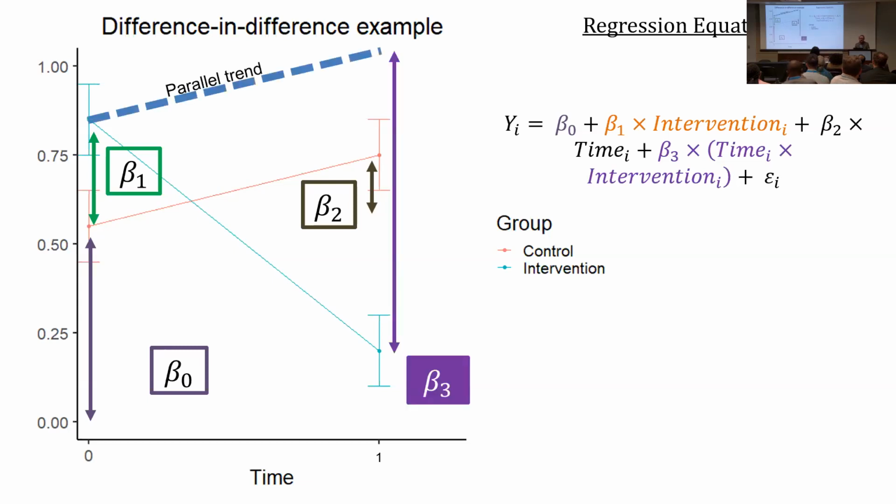So what we're measuring is beta 3 here. And the fundamental assumption that we're making is that if we had not implemented this intervention, we would have observed a parallel trend. We would have observed the same trend in our intervention compared to our control group, but we're hoping that we actually see a reduction, and that's what we're measuring with beta 3.